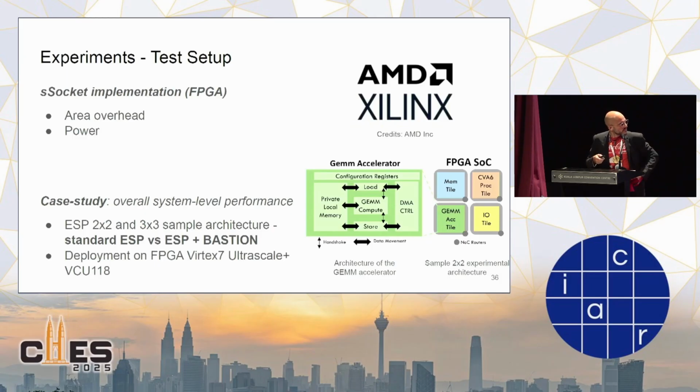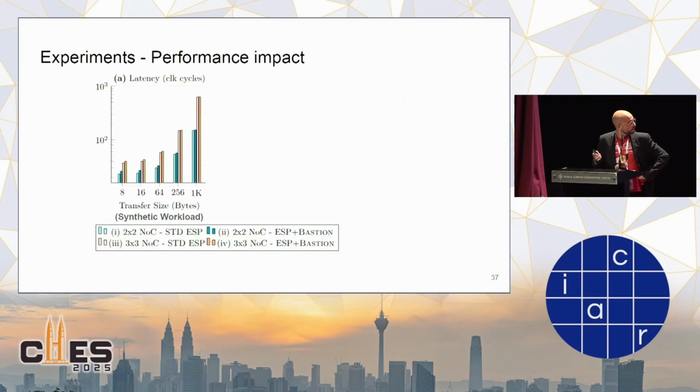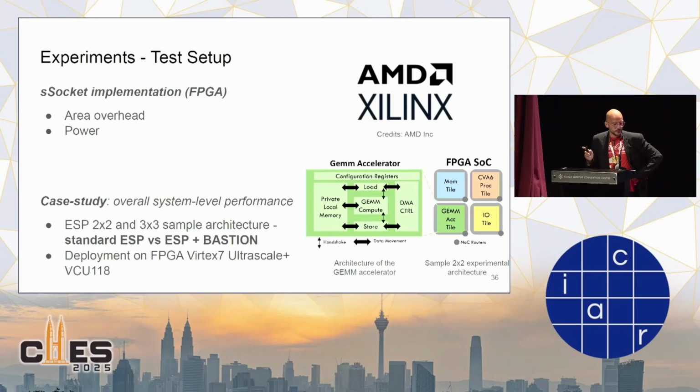The architecture is presented over there for the 2x2. For the 3x3 it is pretty similar. There is a memory tile, an accelerator tile, which in this case is a GEMM accelerator tile, an I/O tile, and a CVA6 processor tile. And we deployed this on an FPGA, a Virtex UltraScale+, and we collected the data from the FPGA.